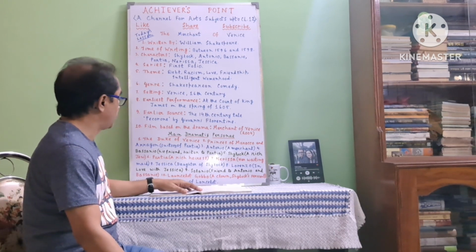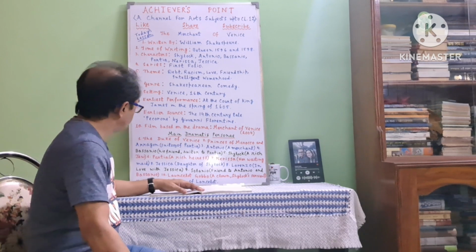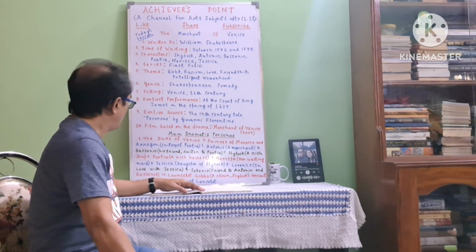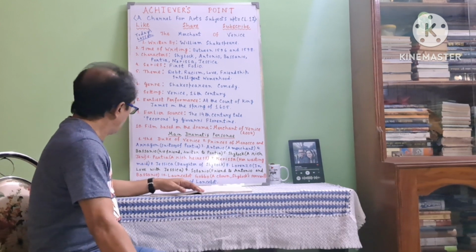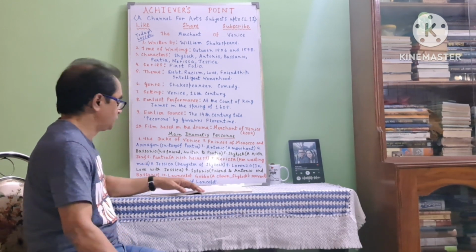Solanio, friend to Antonio and Bassanio. Then Lancelot Gobbo, a clown, Shylock's servant. Old Gobbo, father of Lancelot.